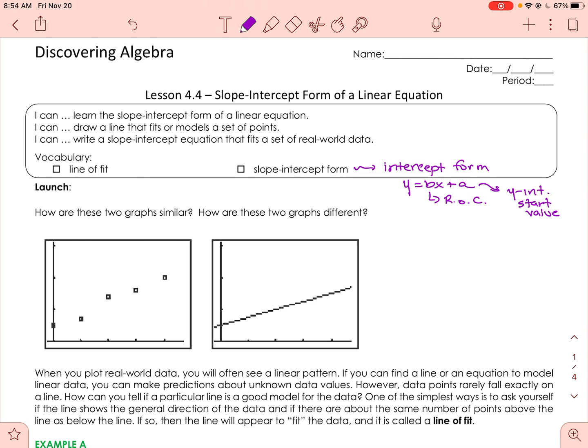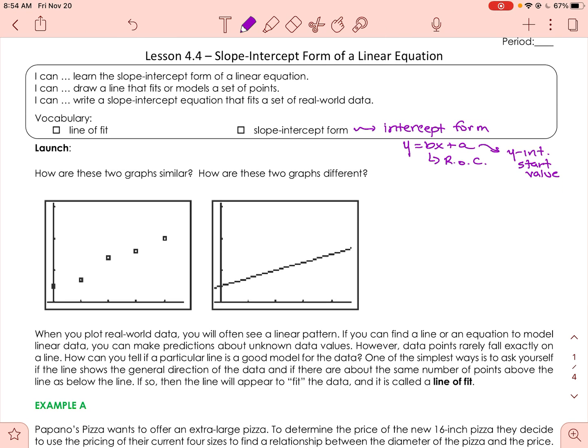Now, before we get started, I would like for you to try the warm-up and look at how these two graphs that you're given are similar and how they are different. So pause the video, complete the warm-up, and then unpause it and we'll go over it.